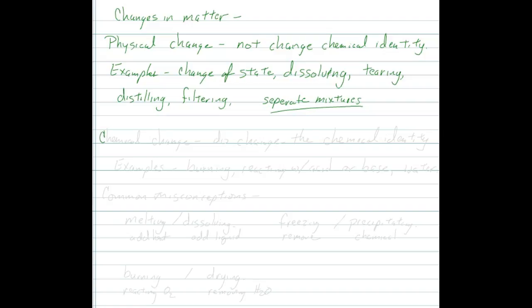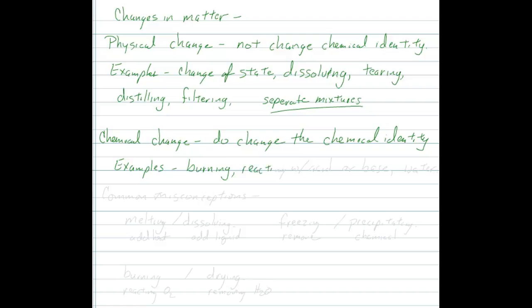The other thing we have is chemical change, in which you do change the chemical identity. You are making something new. Examples: actual burning. Remember, a chemical property is that it's able to burn. A chemical change is it's actually burning.